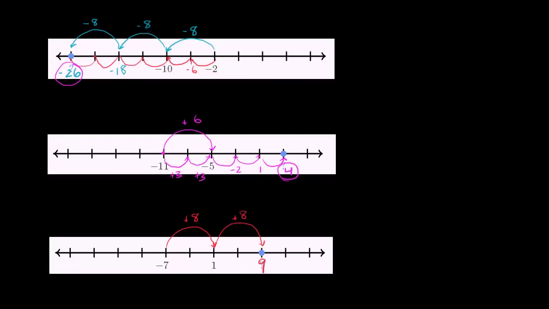Another way we could have thought about it, if we added 8 over 2 jumps, that means we added 4 on each jump. So this one must be -3. Add 4, you get to 1. Add 4, you get to 5. Add 4, you get to 9.